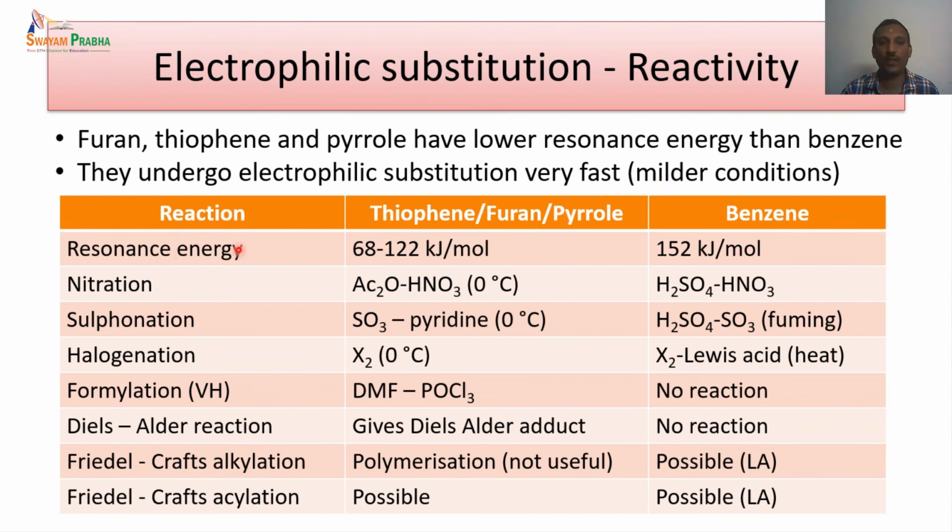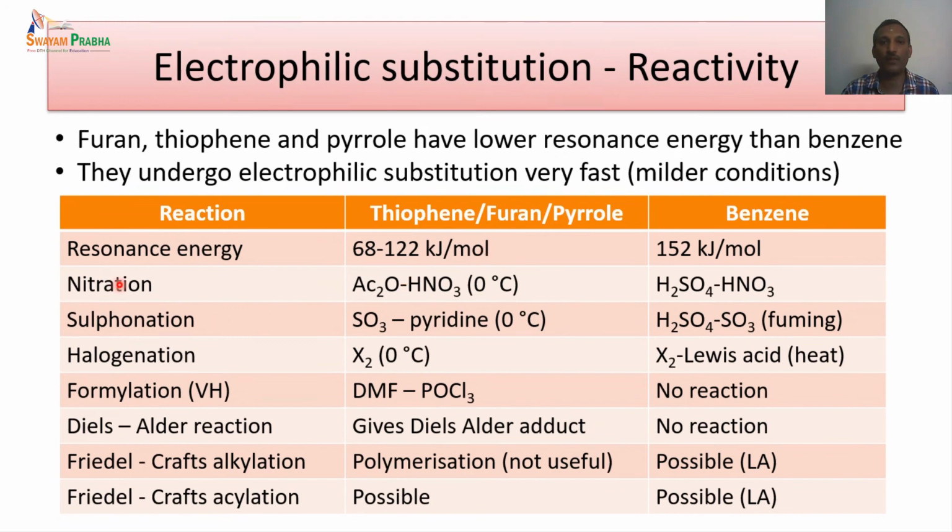One is the resonance energy. For thiophene, furan and pyrrole, it is somewhere between 68 to 122 kilojoules per mole, whereas in the case of benzene, it is 152. That means benzene is highly stable compared to these heterocycles.